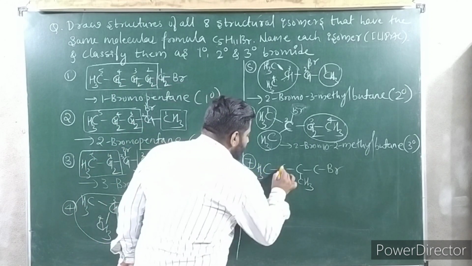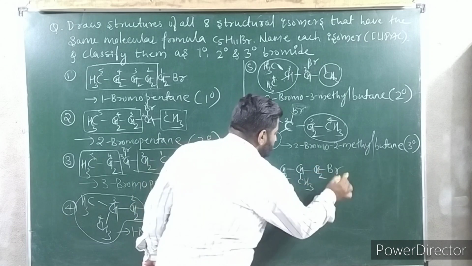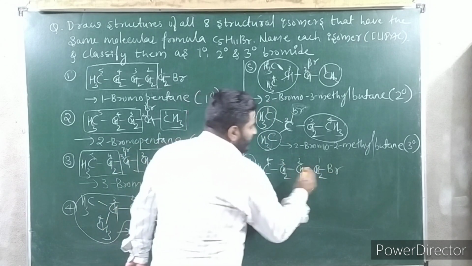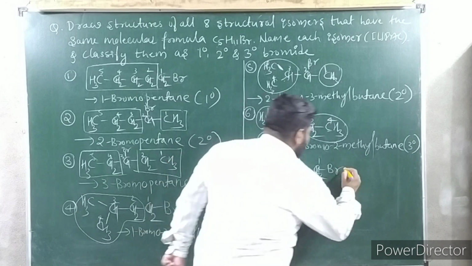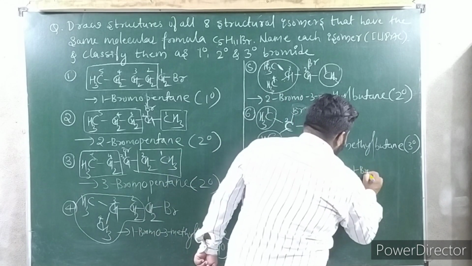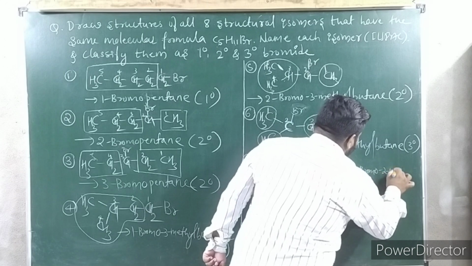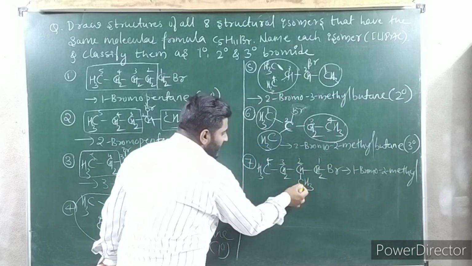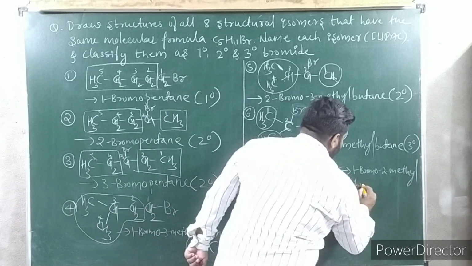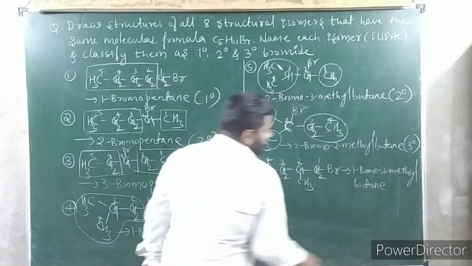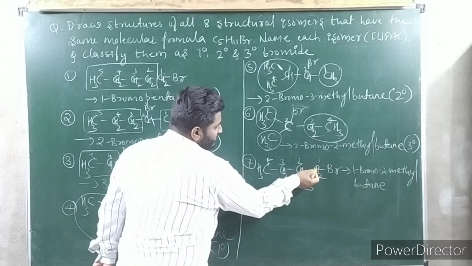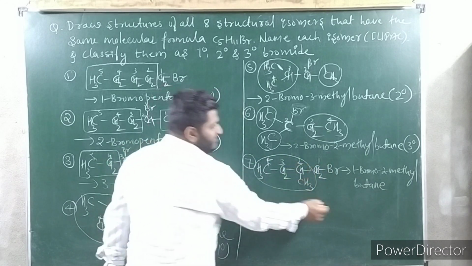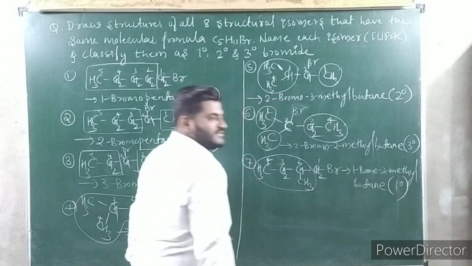So CH3, CH2, CH, CH2, 1, 2, 3, 4. What is the name? 1 bromo, 2 methyl butane. Here the bromine attached carbon has only one substituent. Therefore it is again primary.